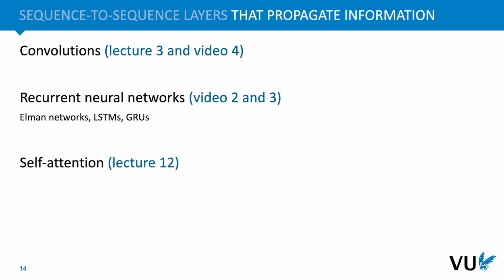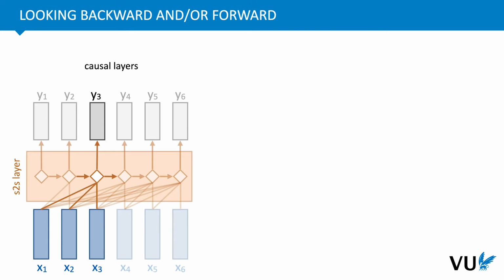The first important property that sequence-to-sequence layers may or may not have is causality. A causal layer is a layer that can only look backward in the sequence. So here's an example of a causal layer. Don't worry about the structure too much. The main takeaway here is that when the layer computes the value y3, it can only use x1, x2, and x3 as inputs. It doesn't have any connections leading from x4, x5, or x6 to y3. And that's called a causal layer.